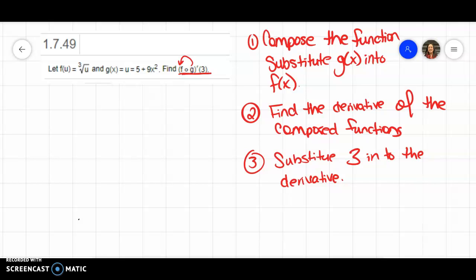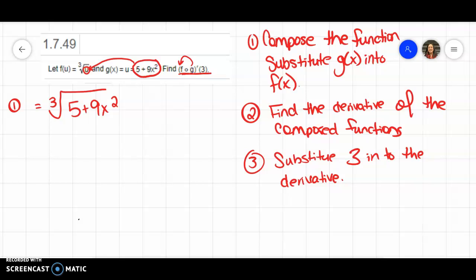So let's really quickly go through these steps. So step one, I want to take that g function and I want to substitute it first of all into that f function. This is telling me that g of x is equal to u and u is equal to 5 plus 9x squared. I'm going to put that right there in the place of that u. So instead of having the cubed root of u, if I substitute g of x into there, I have the cubed root of 5 plus 9x squared.